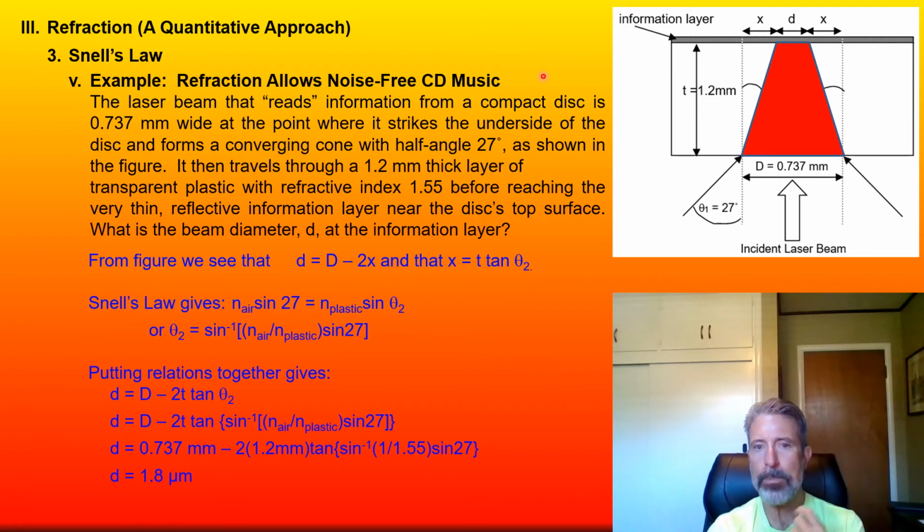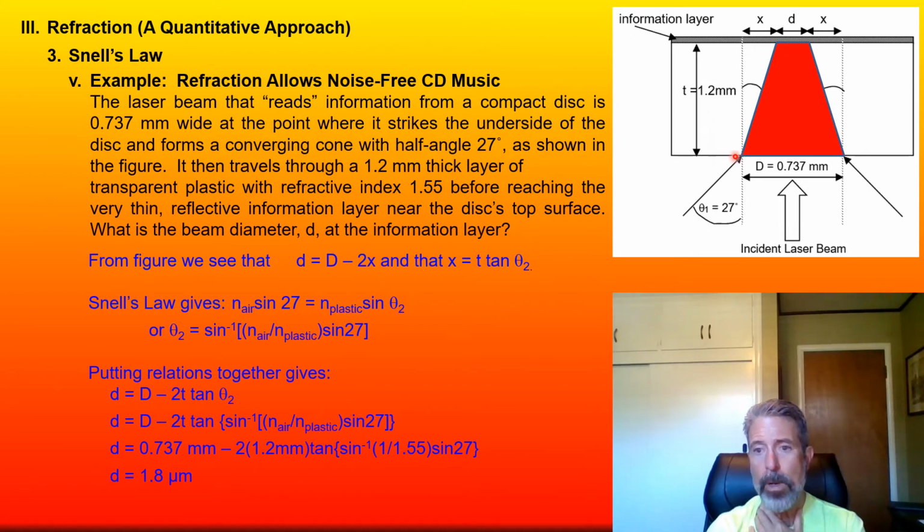This narrowing of the beam plays a crucial role in keeping CD music noise free. If you think about it, the tiniest speck of dust would blot out information at the micrometer scale of the information layer. Imagine that if we didn't have the refraction happening, if we didn't have this piece of plastic here that the laser beam had to travel through, if all we had were the pits on this information layer that had dimensions on the order of micrometers, well, a very, very small piece of dust would cause so much interference that it would basically mess up the interpretation, the reading of that sound, that wave here.